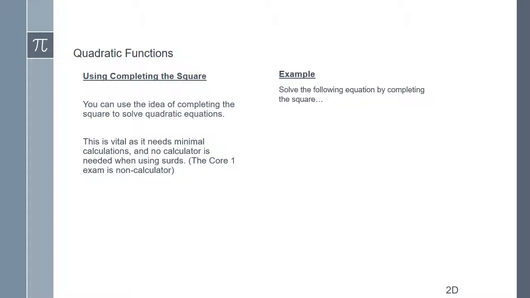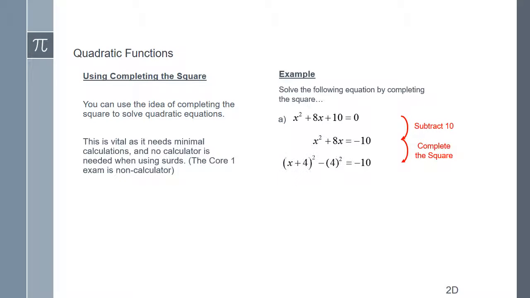So, solve the following by completing the square. x squared plus 8x plus 10 equals 0. Our first step is to rearrange it to get the x's on one side and any numbers on the other. So x squared plus 8x equals minus 10. The second step is then to complete the square. So half of 8 is 4, so it's x plus 4 squared minus 4 squared equals minus 10.